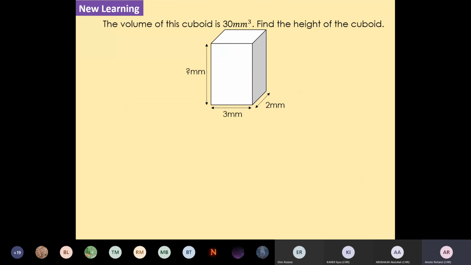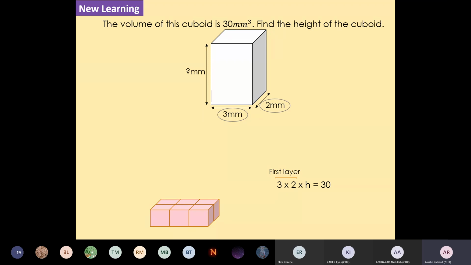So now we're going to look in a little bit more depth. We're given the volume of this cuboid, which is 30 cubic millimeters, and we need to find the height of the cuboid. We've got a base of 3, a depth of 2, and a height of unknown. So how can we use this information to find the height? We know the bottom layer would be 3 times 2, and we don't know how many times that's repeated to get a height. So I've replaced my question mark with an h for height.